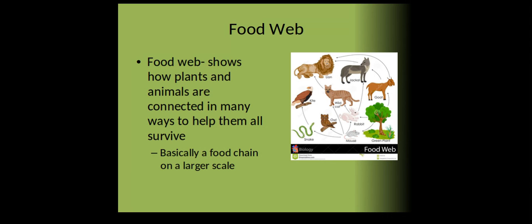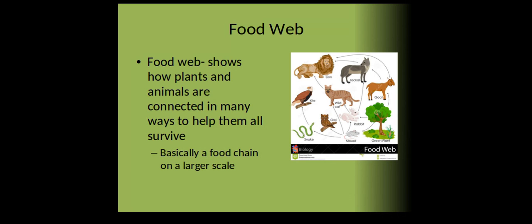For example, a tree might make acorns, which is the producer, right? Well, mice, squirrels, and insects eat this food, and because the mice have a lot of food, there are a lot of mice. Weasels, snakes, and raccoons would all have a lot of food too, because there's a lot of mice.